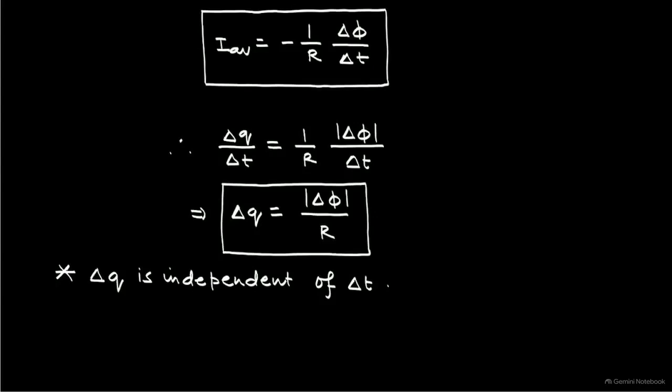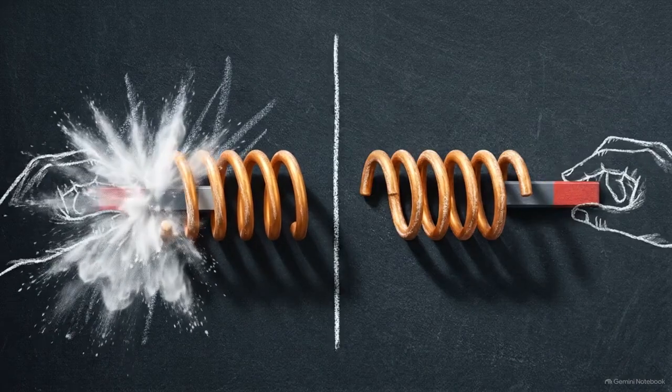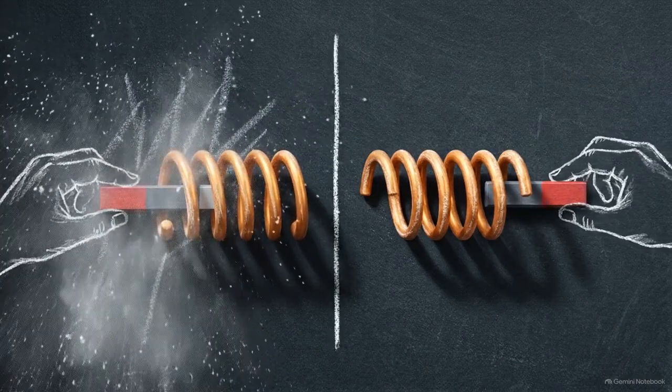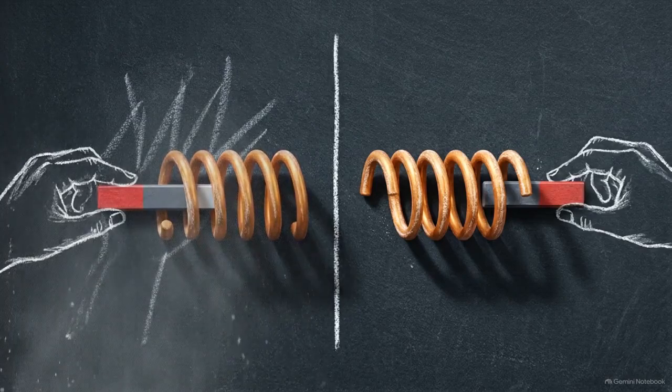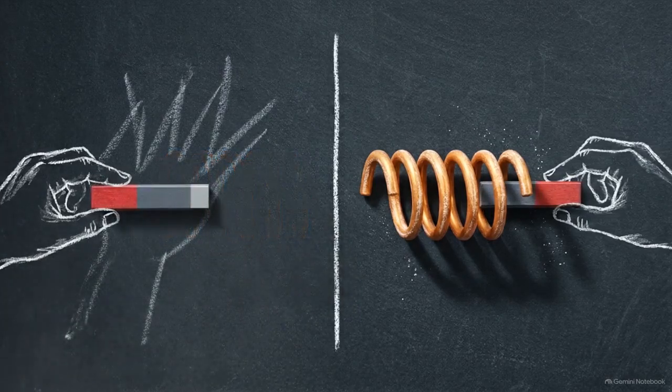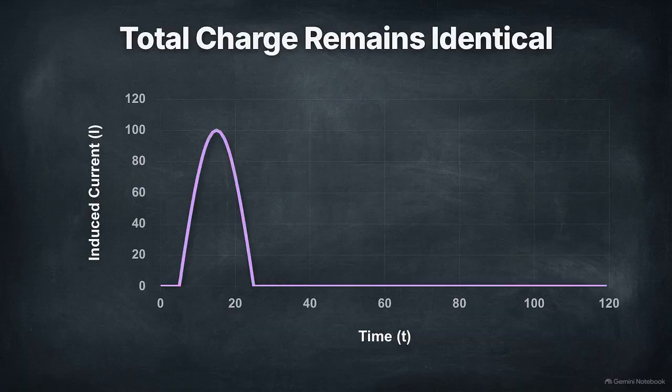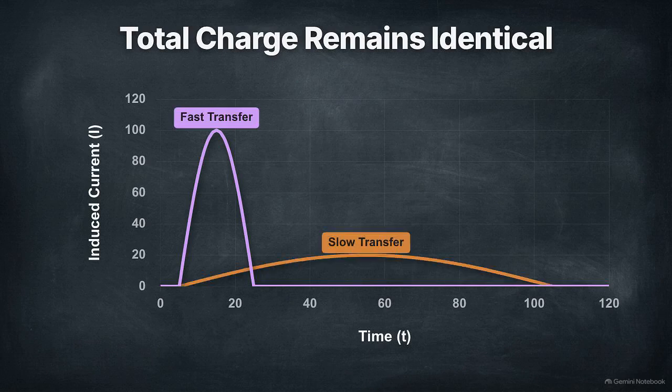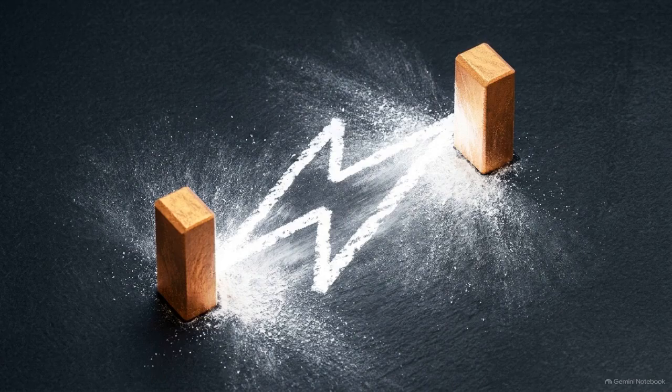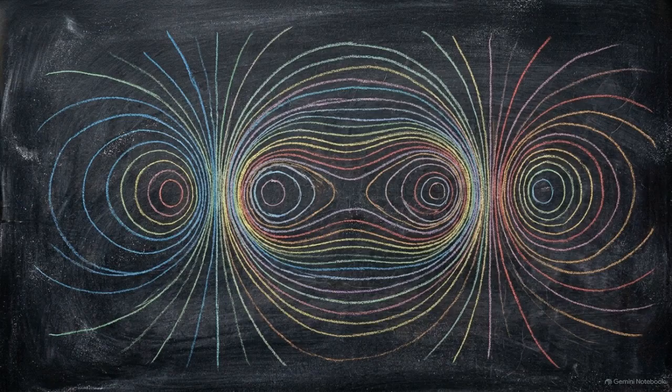Push a magnet violently into a coil for a massive, instantaneous current spike. Creep it in agonizingly slowly, and it flows for much longer. In both cases, the exact same absolute volume of electrons is successfully moved. Speed determines the instantaneous intensity of the shock, but the absolute number of electrons you can move is locked solely to the total change in the magnetic landscape.